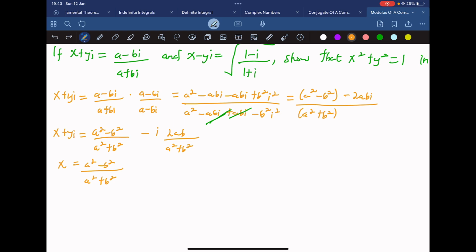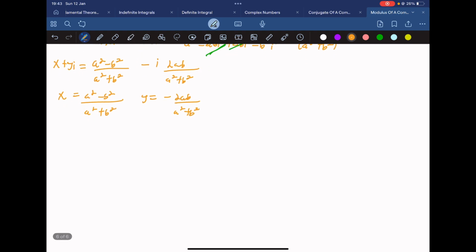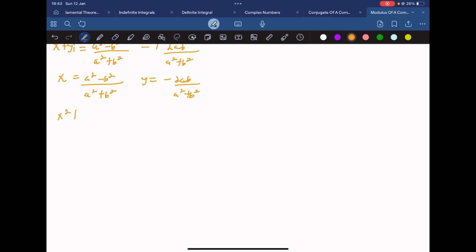So in that case, we can have our y, remember there's a negative here. So you have to bring a negative to a squared plus b squared. So the next thing to do is to check if x squared plus y squared is indeed equal to 1. So this is your x.